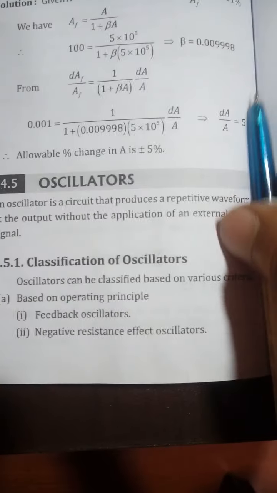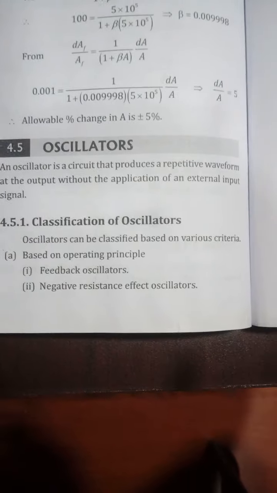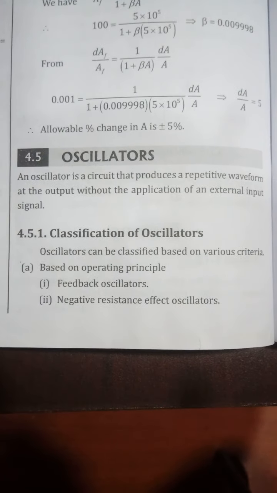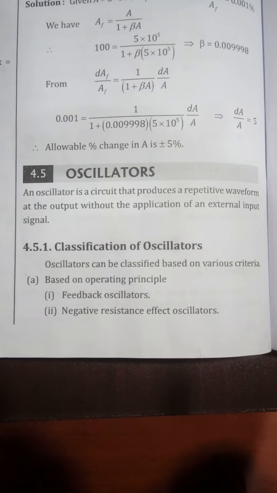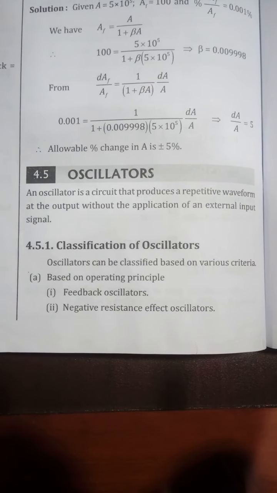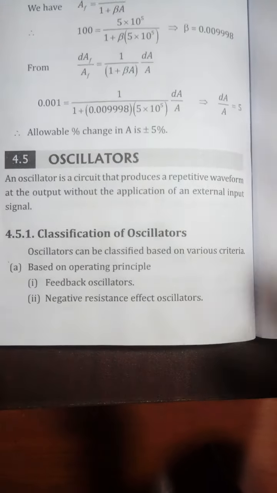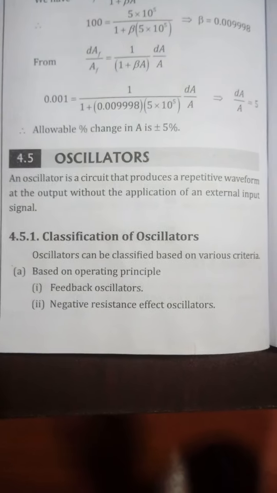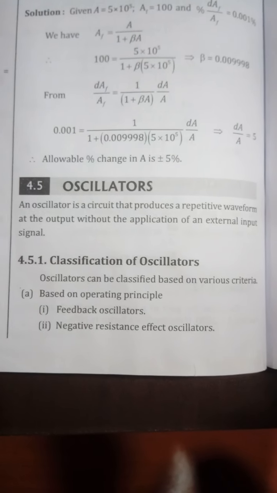Everyone, in this video we will see what is an oscillator. An oscillator is a circuit that produces a repetitive waveform at the output without the application of an external input signal. So it means you can use an oscillator as an amplifier so that there is no application of an external input signal. So we'll see quickly the classification of oscillators.